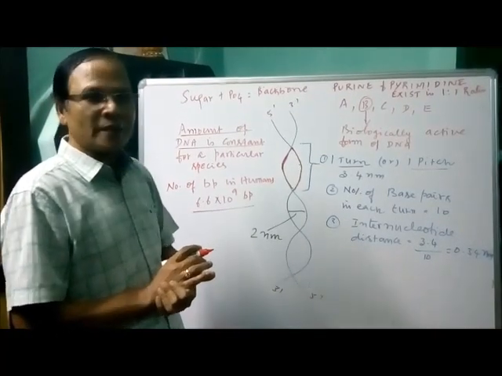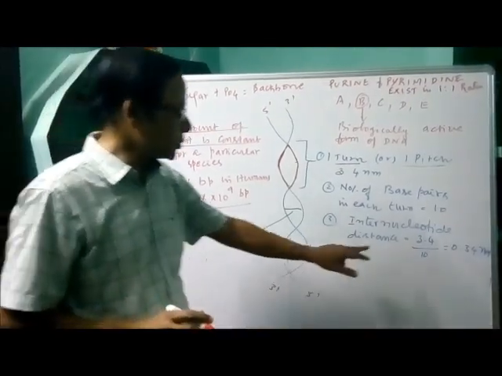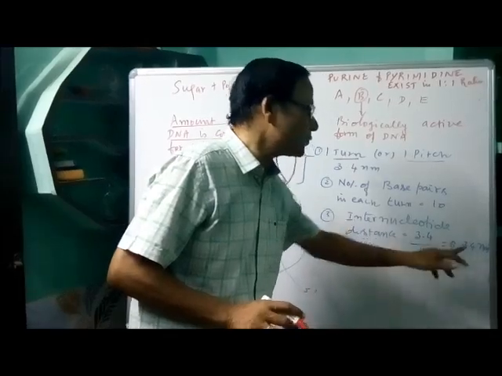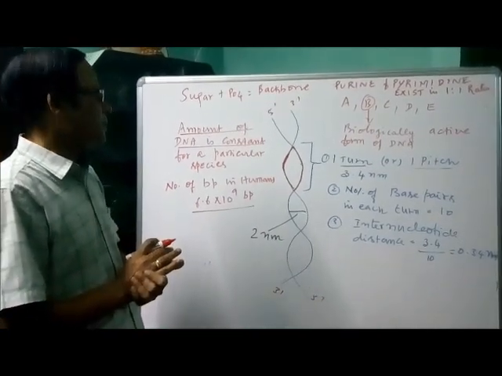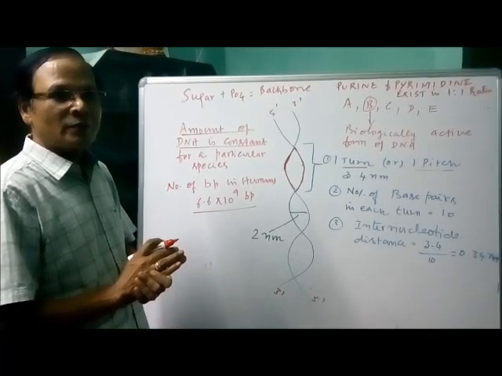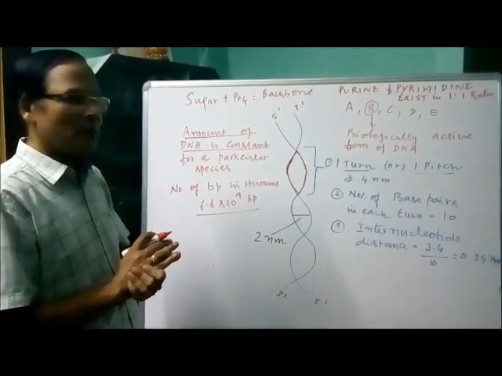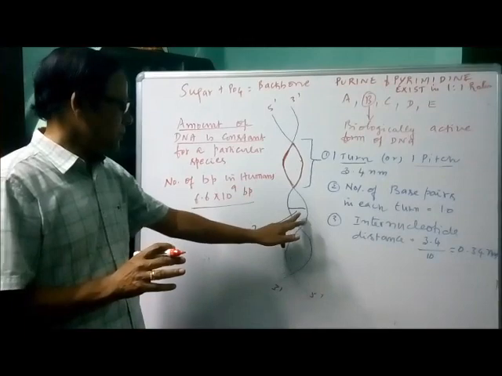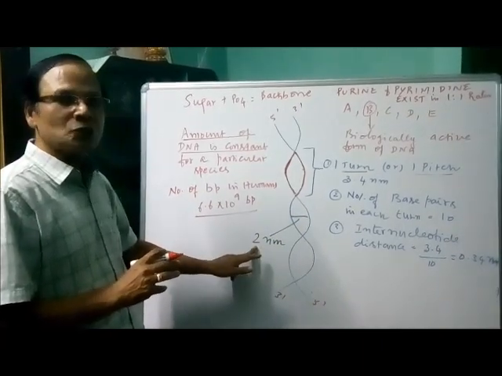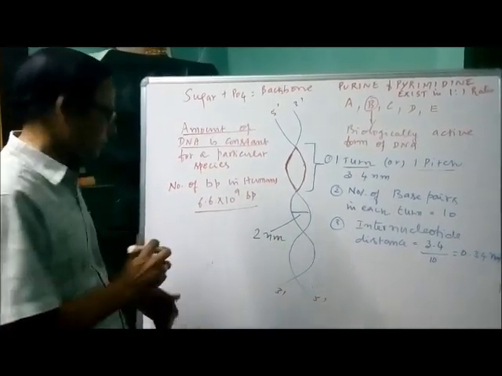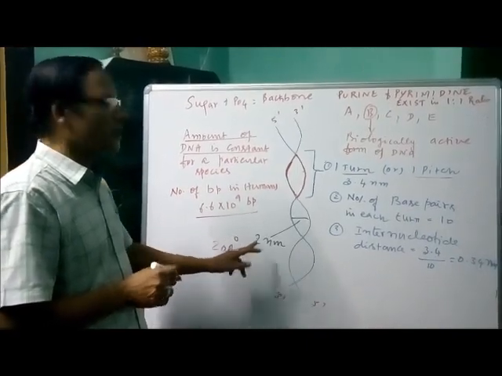If you calculate the distance between two nucleotides, that is called internucleotide distance, that's equal to 3.4 divided by 10, so 0.34 nanometer. I mentioned the two strands are just like a ladder, where the distance between the two strands and the diameter of the DNA is always constant. This is because of the base pair. The diameter of the DNA molecule or the distance between the two strands is 2 nanometer or 20 angstrom, because 10 angstrom is equal to 1 nanometer.